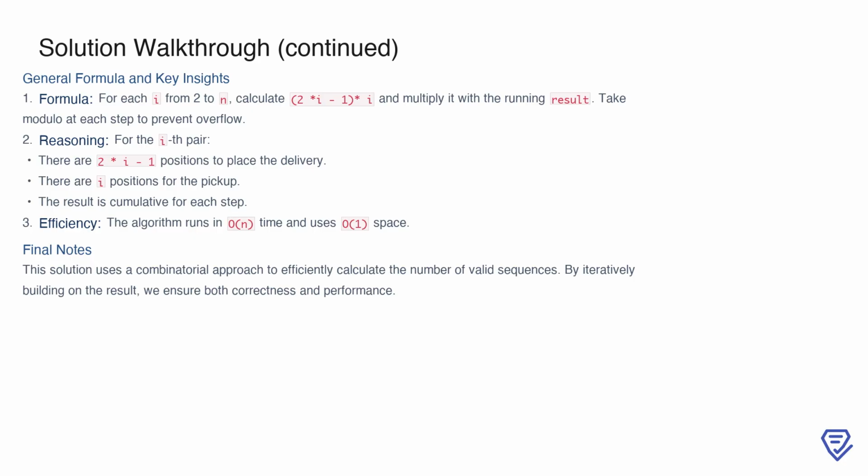By iteratively building the result, we cumulatively account for all valid sequences. This algorithm is highly efficient, running in O(n) time with O(1) space complexity. By leveraging this combinatorial method, we achieve both correctness and optimal performance for the problem.